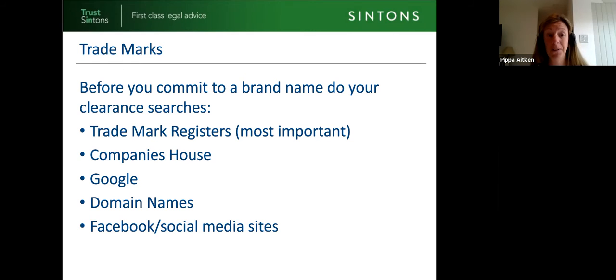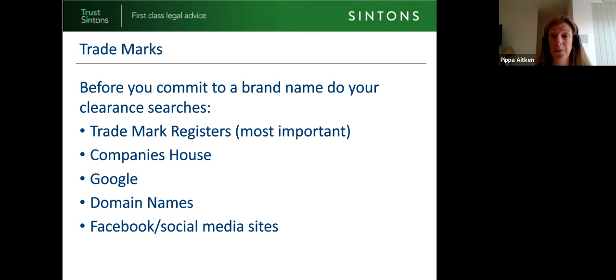Google, I mean, just by doing a Google search, the first page will tell you immediately whether there's any online presence of anything similar. Domain names, check if you can get the domain name you want, and also it'll give you a good indication of who else has got similar domain names or the same domain names in different .co.uk or .com.